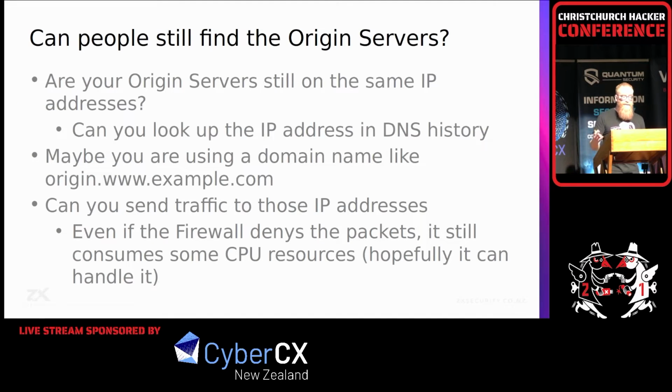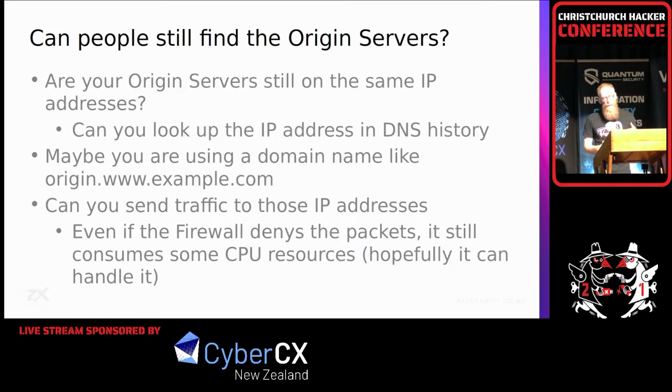Making sure you protect your origin servers so people can't find them. Can they find the IP addresses in DNS history? Have you used domain names you can find in the certificate transparency log, like originserver.dob.example.com? And can you still send traffic to these IP addresses?